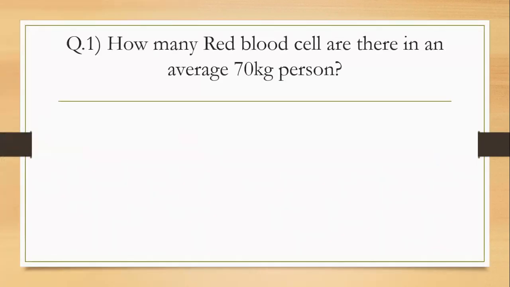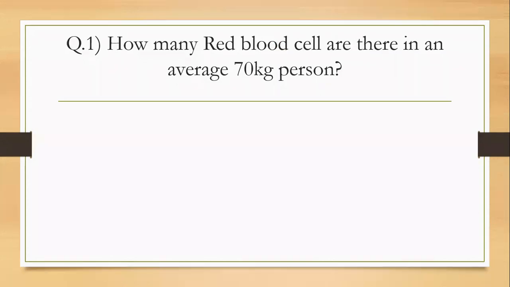So the first question is, how many red blood cells are there in an average 70 kg person? Here I have not used any options, so that once you learn how to solve the questions, whatever the nearby option comes, you can tick. So I have deleted all the options, and now the focus is only on how to solve the questions. So here they have asked how many RBCs are there in an average 70 kg person.